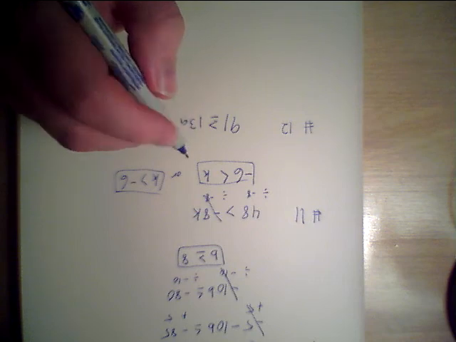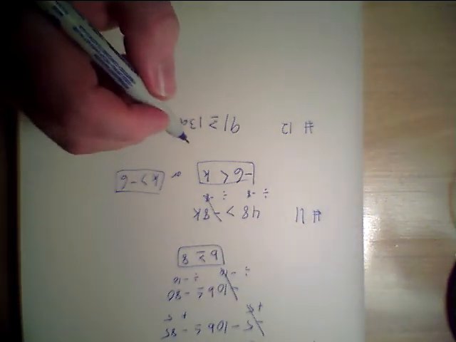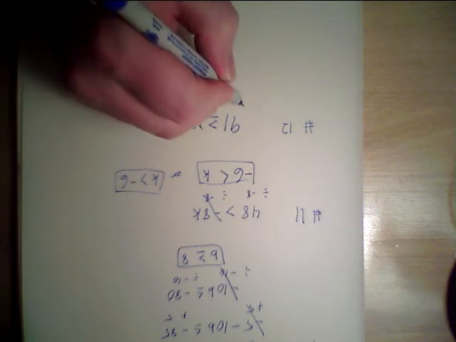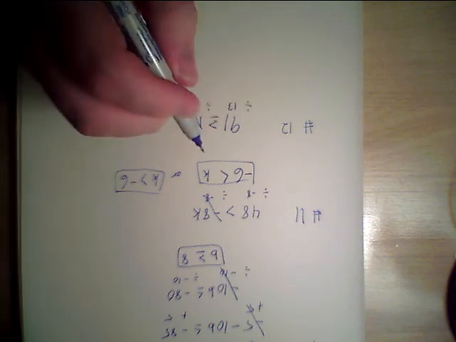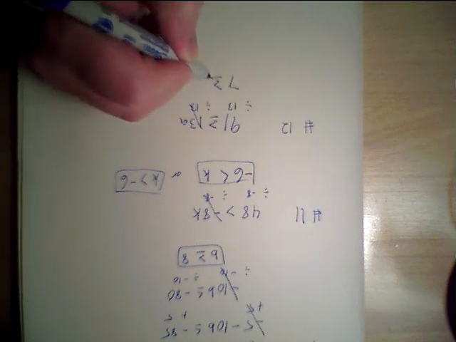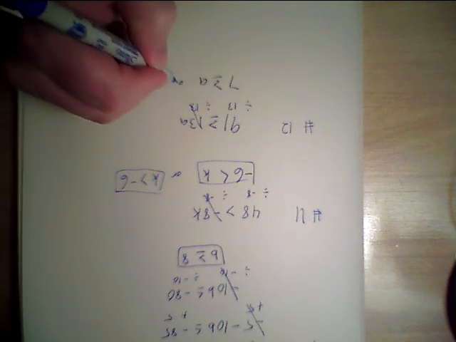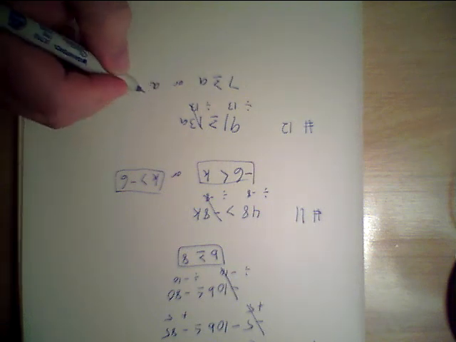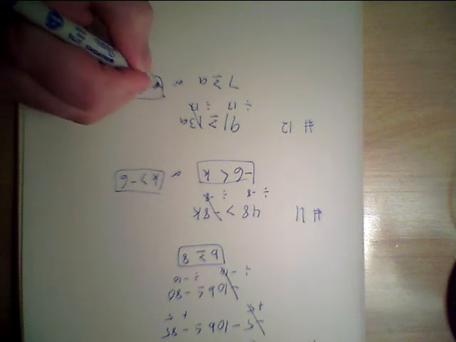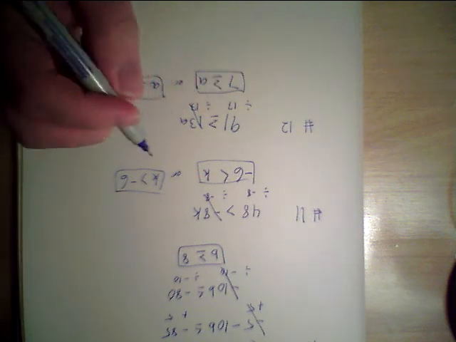Divided by 13. So we divide this side by 13. It's going to cancel. We divide this side by 13. It's going to give us 7. So it's 7 is greater than or equal to a, or a is less than or equal to 7. Both sides are okay. Either way we can work.